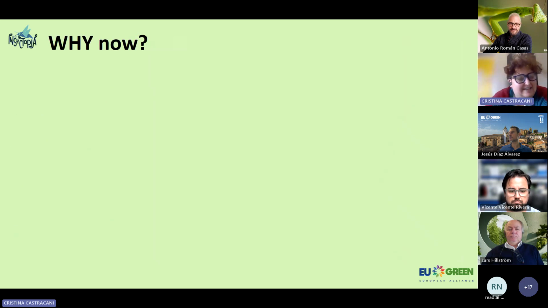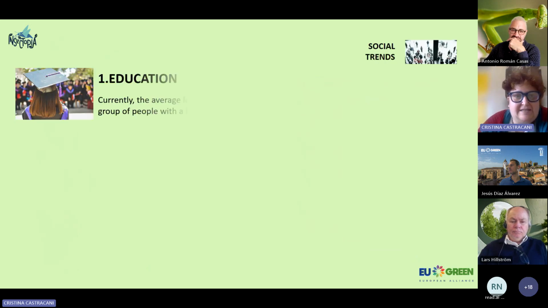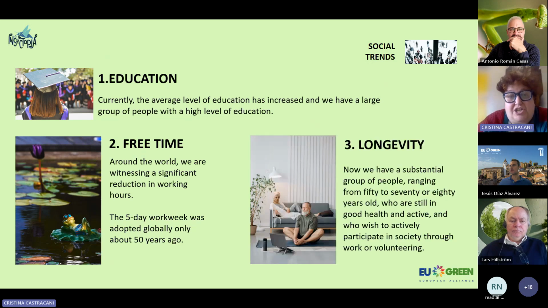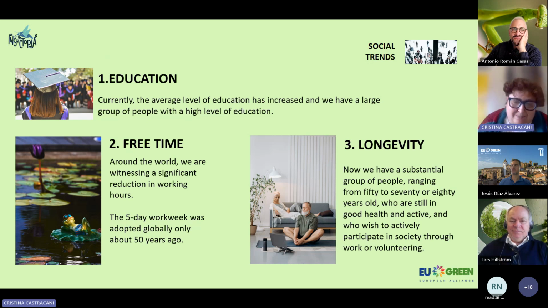But why now? We can say that there are several social trends and several technological trends that are helping the development of citizen science and the integration of citizen science in traditional science. In the social trends, we can say that education, free time, and longevity are the main trends that are helping. So basically, we have generally a higher level of education. We have more free time, because, for example, in most European countries we have the 5-day work week, and also we live longer, and so we have a category of people that are in good health but have free time, so they can participate in volunteer activities.